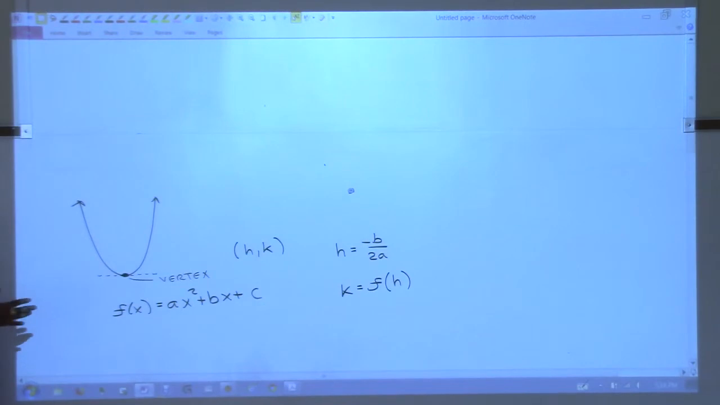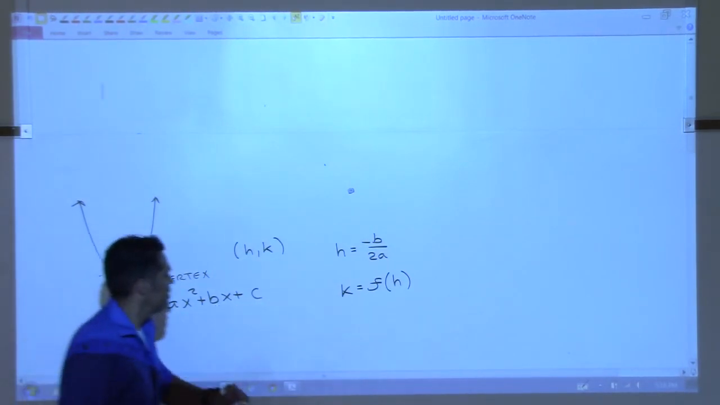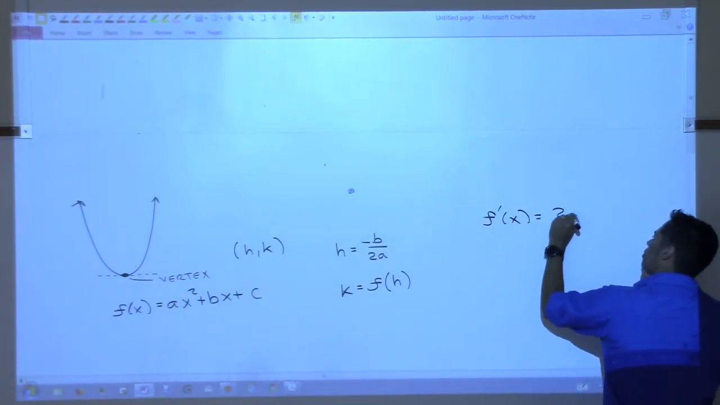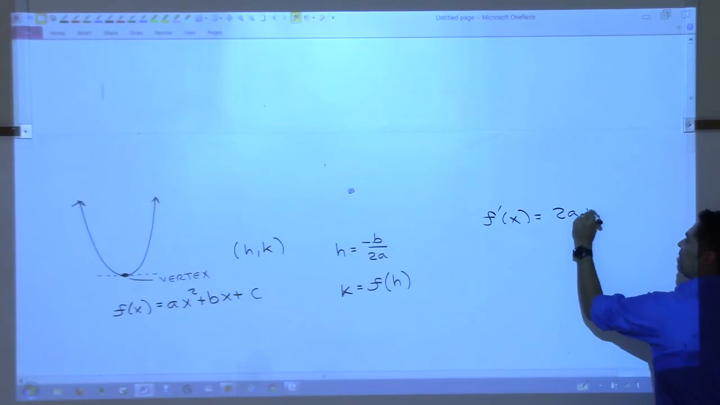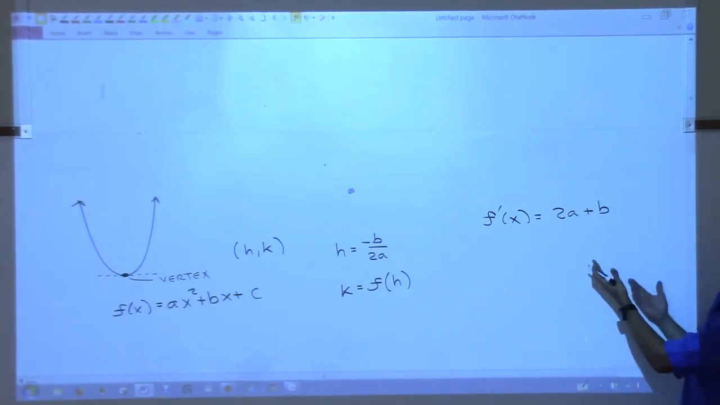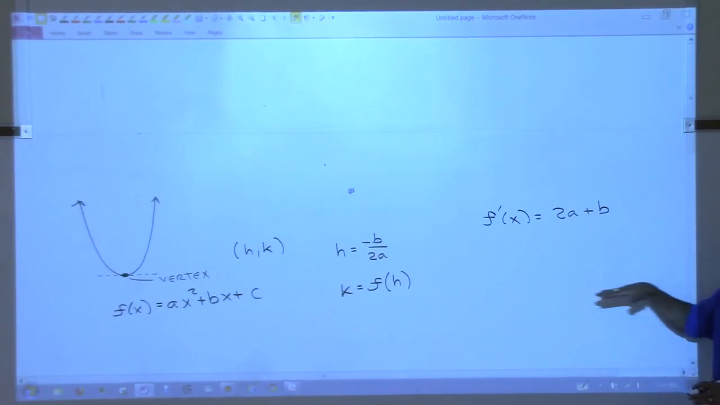So right here, this is where the lowest point on a parabola is, where the slope of the tangent line is 0, right? So just take the derivative of this. What's the derivative of this? What's f prime of x? 2ax plus b, right? Okay, now I'd like to know where that's 0, because that would tell me where the slope of the tangent line is 0.